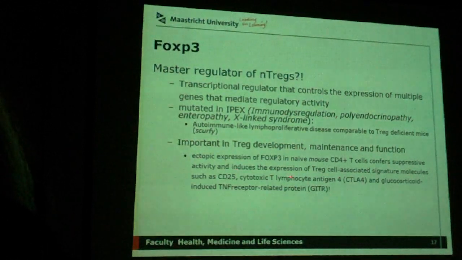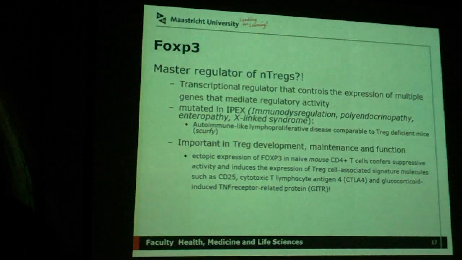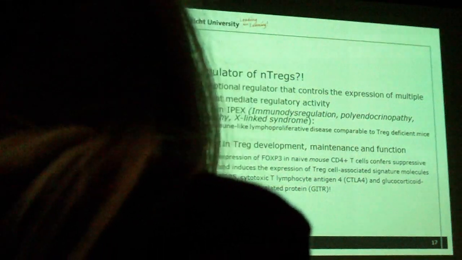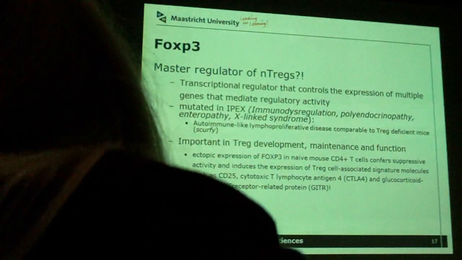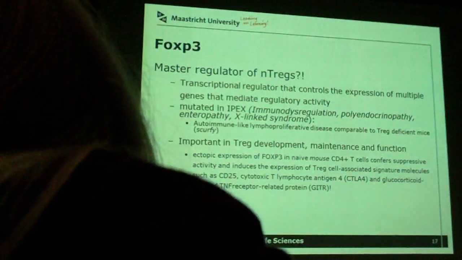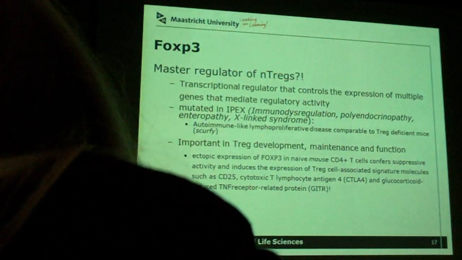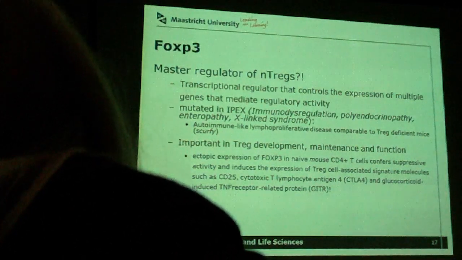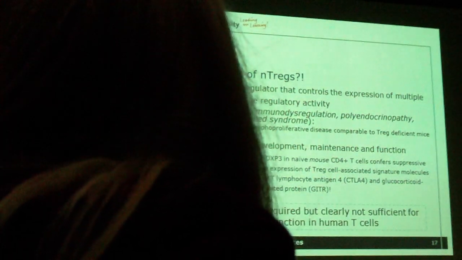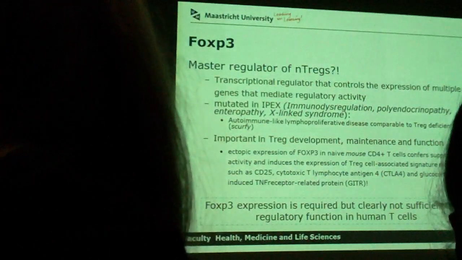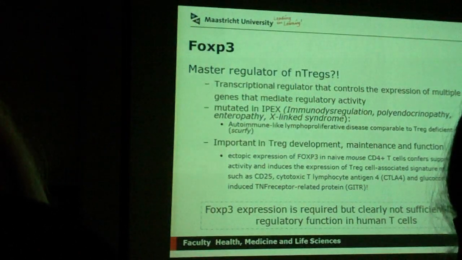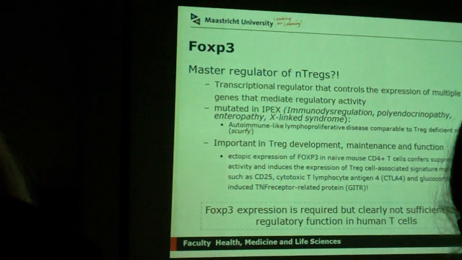FOXP3 was therefore found to be important in the development of the Tregs, also the maintenance, but certainly also for the function of the Treg. Well, in mouse cells it's very simple. If you express FOXP3 in an effector T cell, this T cell will get the phenotype and function of a regulatory T cell. However, in human cells this is not the case. It appears that FOXP3 expression is required for the regulatory function. It will set the cell in a certain genetic mode, but it's not sufficient for regulatory function in the human system.